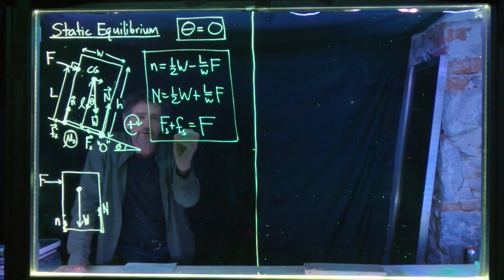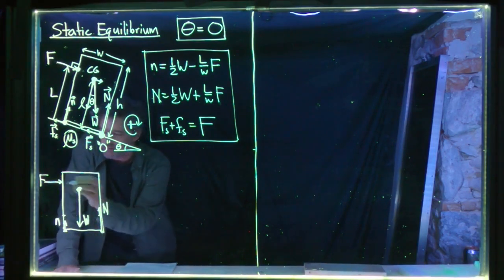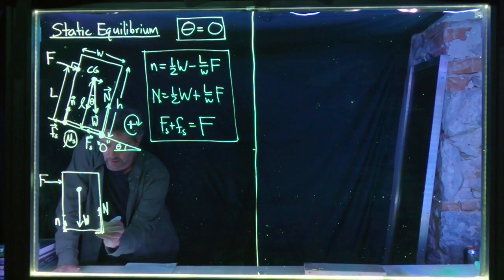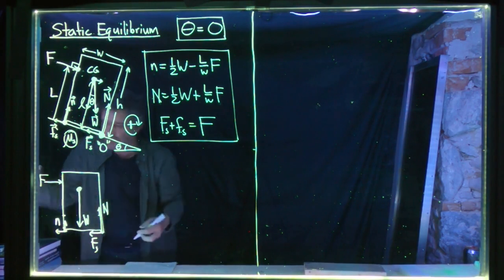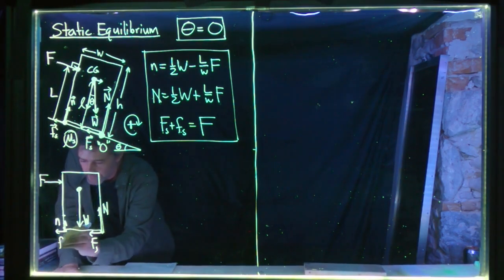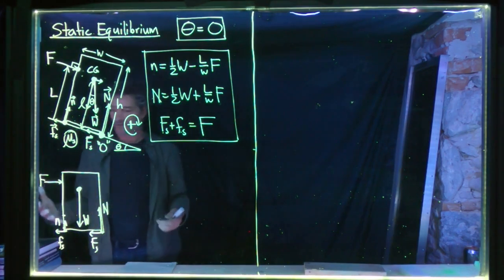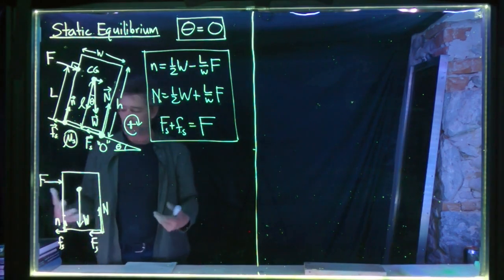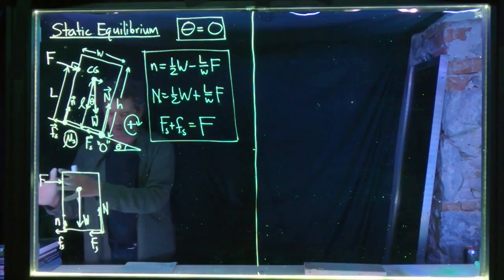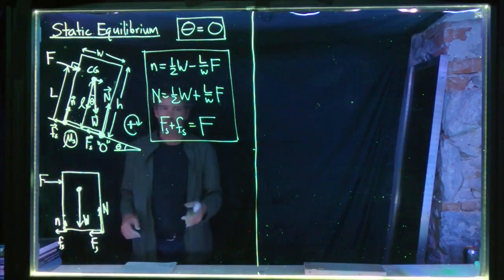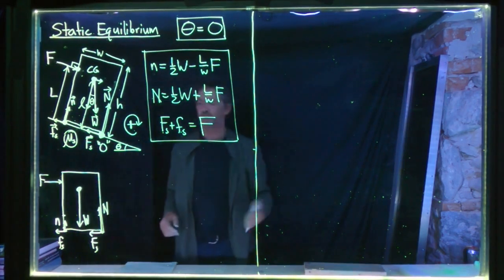Oh, wait, sorry. And there's also the forces of static friction. The forces of static friction, whatever they are, have to add up to the horizontal force F, the applied force F. And that makes sense because the only horizontal forces here are the force to the right that's being applied and the force of static friction preventing this fridge from sliding to the right. So we have the sum of the static friction forces is equal to F.